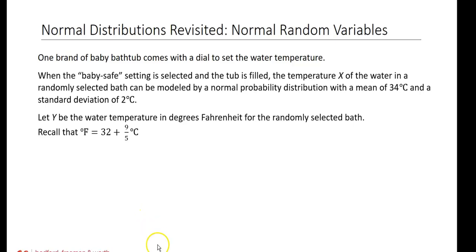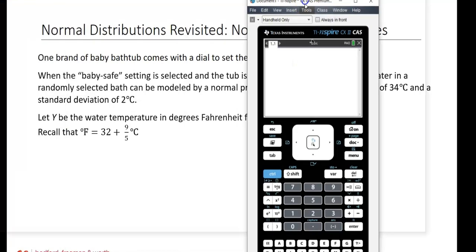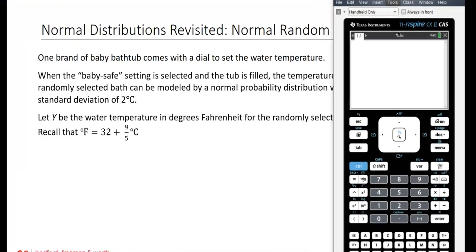Okay, so what's going to happen with the mean? Let's get our calculator out here. The mean was 34. Does multiplying and adding both affect the mean? I think it does. So 32 plus 9/5 times 34, I believe it was, which is 93.2 degrees. So that is our mean.